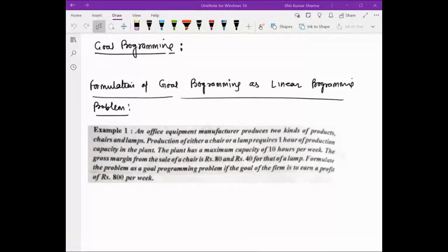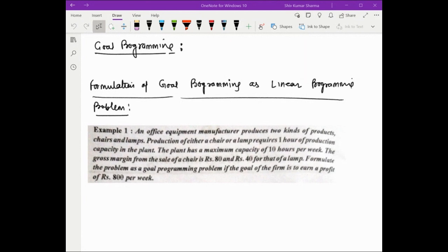So this one. An office equipment manufacturer produces two kinds of products, such as chairs and lamps. Production of either a chair or a lamp requires 1 hour of production capacity in the plant. The plant has a maximum capacity of 10 hours per week, and the gross margin from the sale of a chair is 80 rupees and 40 rupees for a lamp.